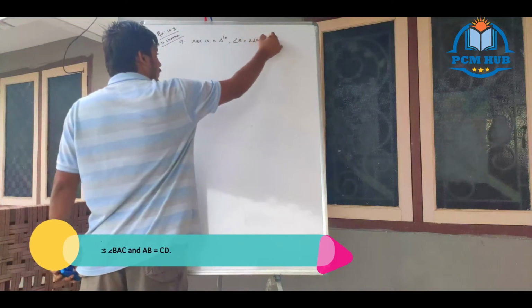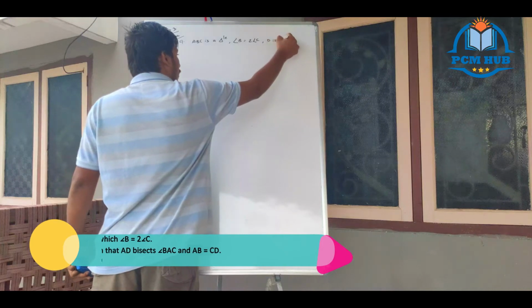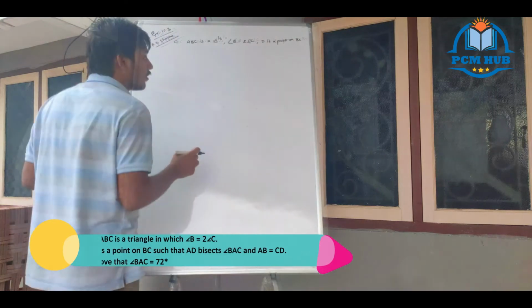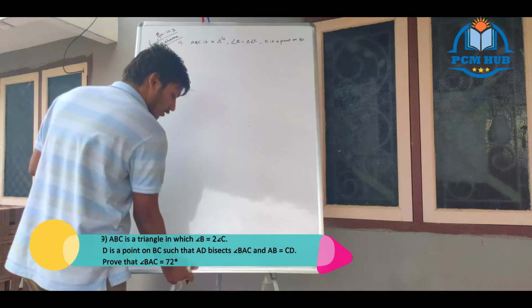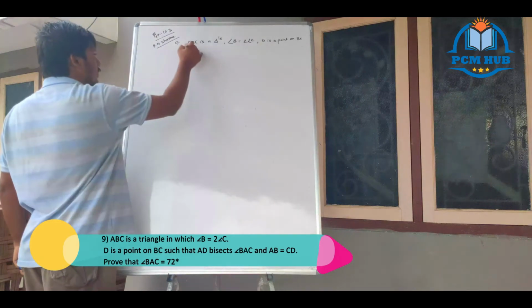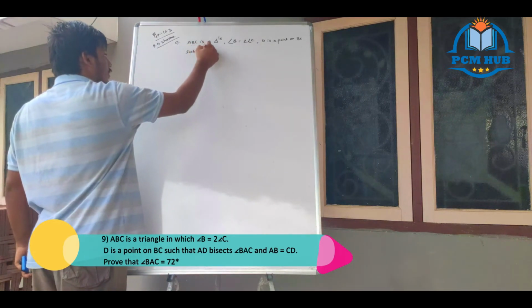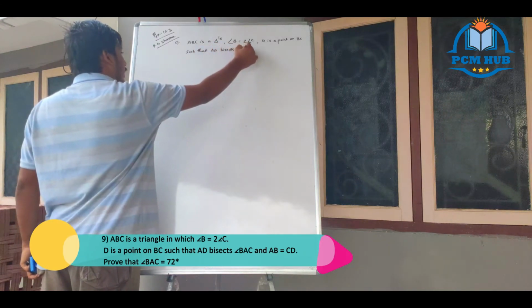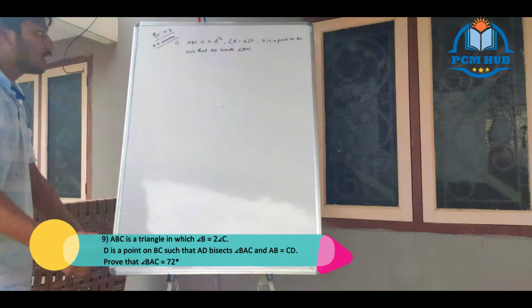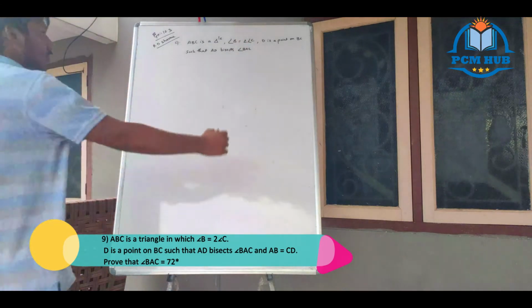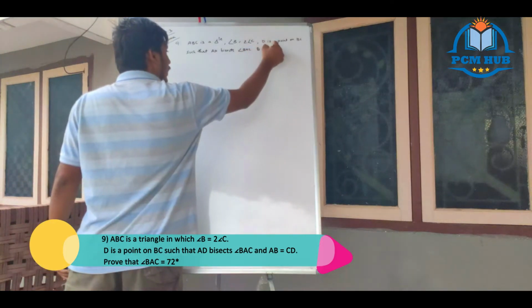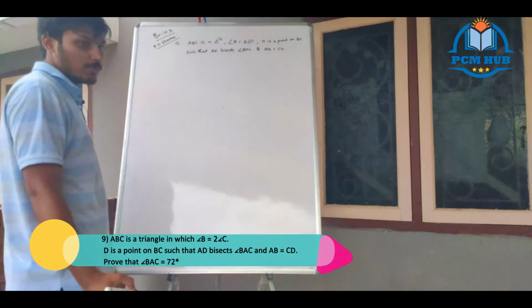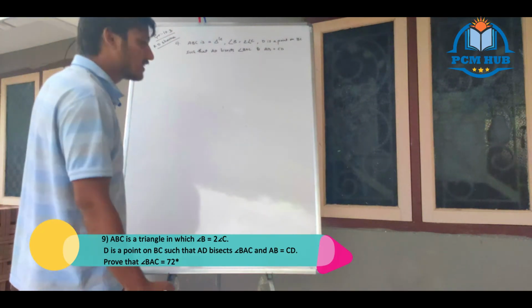D is a point on BC such that AD bisects angle BAC. And AB equal to CD. Prove that angle BAC equal to 72 degrees.